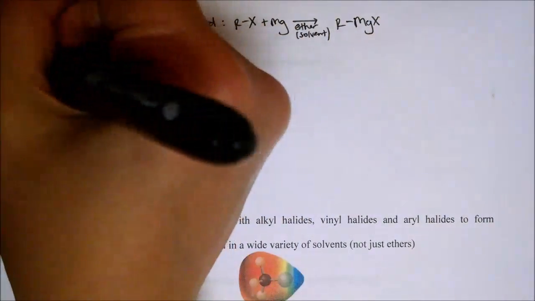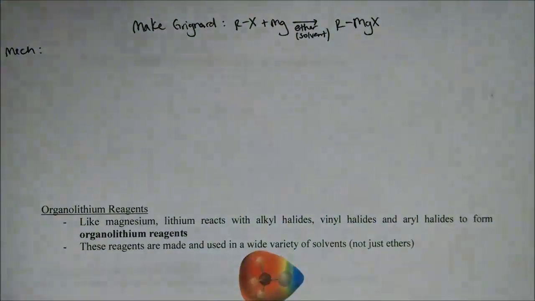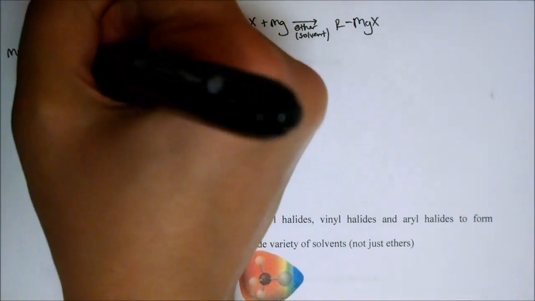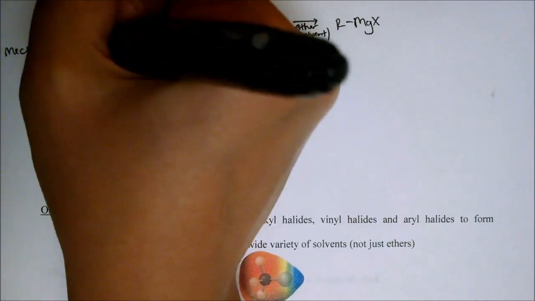Okay, so this mechanism is kind of like our sodium in liquid ammonia mechanism. It's going to have both half arrows and full arrows. Magnesium has 2 valence electrons. That's why it likes to make a 2+ cation. But regardless, we also have our halide. And what happens is that one of these electrons will go and attack the carbon.